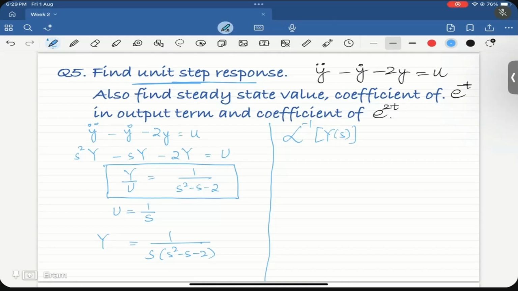Now, steady state value is -1. Okay. Coefficient of e to the power minus t is 1 by 3. Steady state value is -1. Yes, ma'am. Okay. Please check it again. It is not -1.